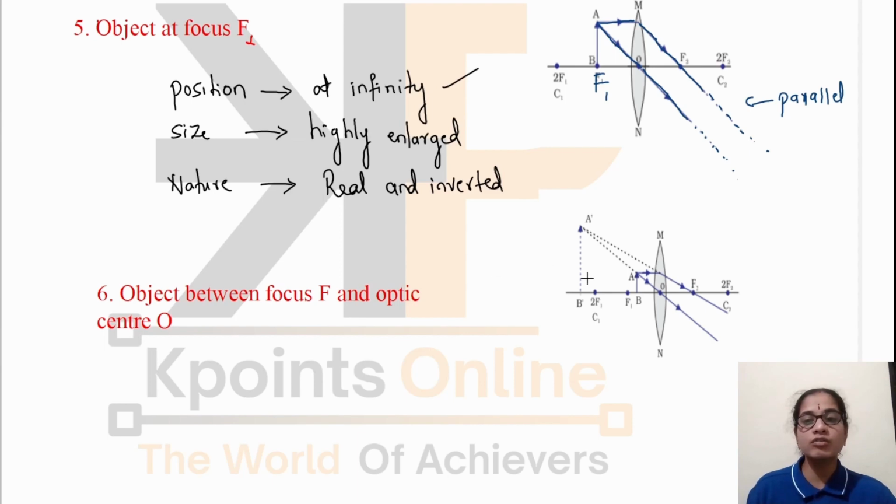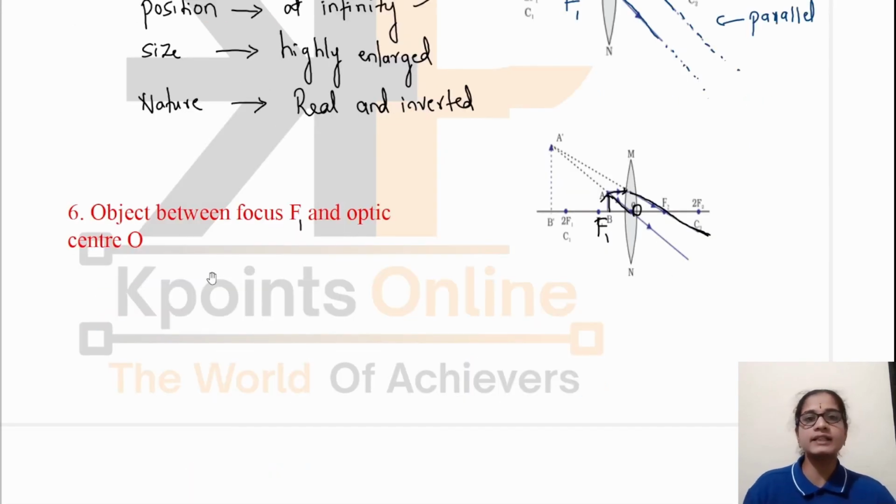When the object is between the focus F1 and optic center, this is focus F1 and this is optic center. When this object is placed between focus F1 and optic center O, we have to consider here two rays. This is a parallel ray of light falling on the convex lens. After refraction, it will pass through the second principal focus. Again, one more ray here, it is passing through the optic center. And we know that the ray of light passing through the optic center will go undeviated, which means it is not going to change its direction. How are these rays looking? They are diverging rays. These two are diverging rays, which means they are not going to meet at any point.